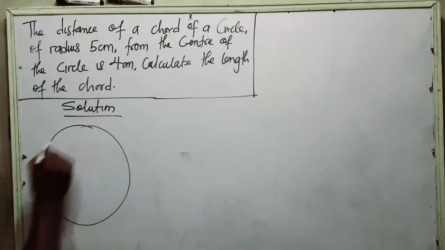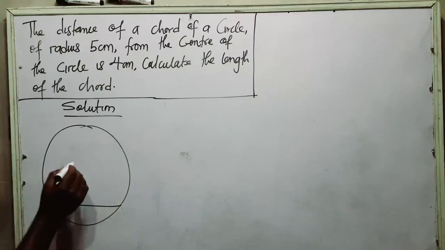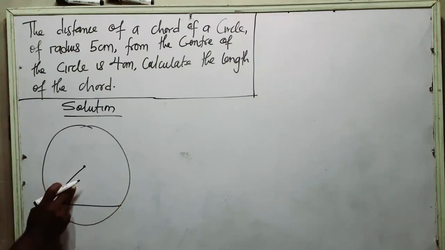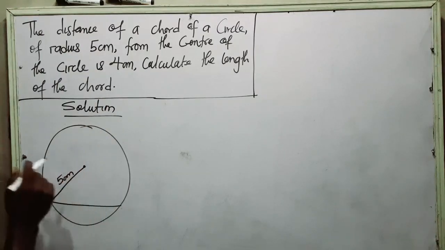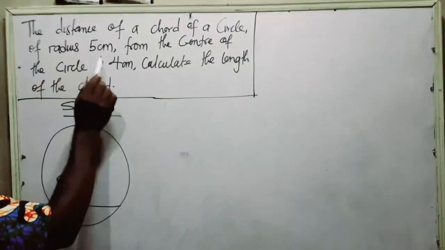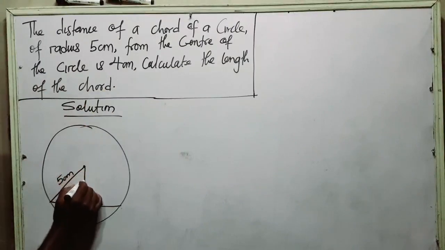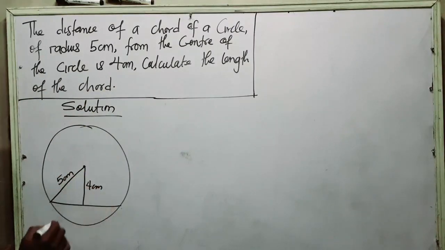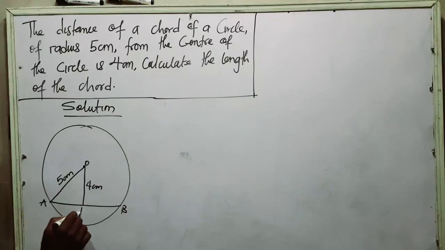This is a circle. So there's a line from here to here. It is this line that we call a chord. You put the center here. Anytime there's a center here, any line drawn from here to meet here, we call it a radius. And we're given the radius to be 5 centimeters. Now, the distance of a chord of a circle of radius 5 centimeters from the center of the circle is, so this line is trying to illustrate 4 centimeters. Let's represent A, O, B. So let's represent here by M.